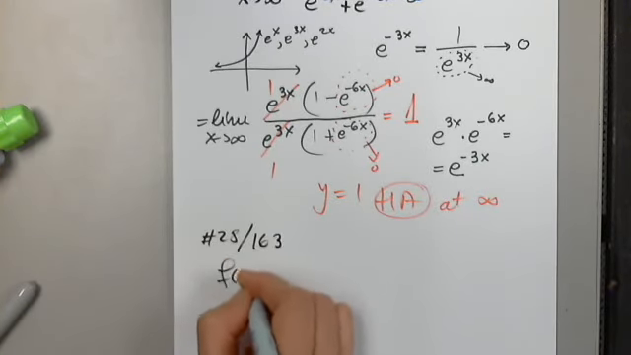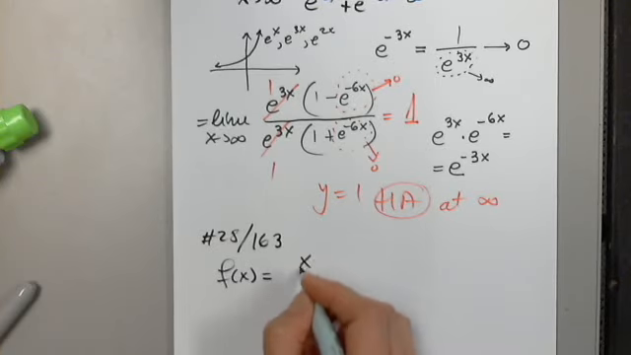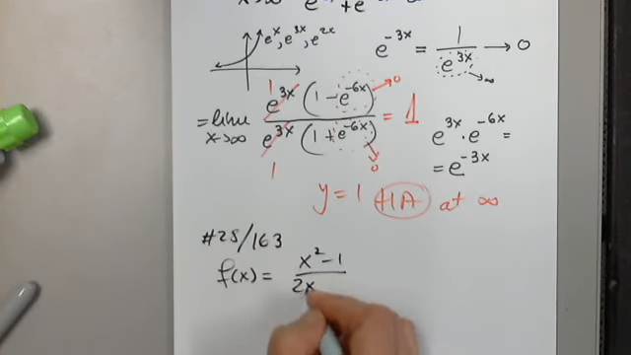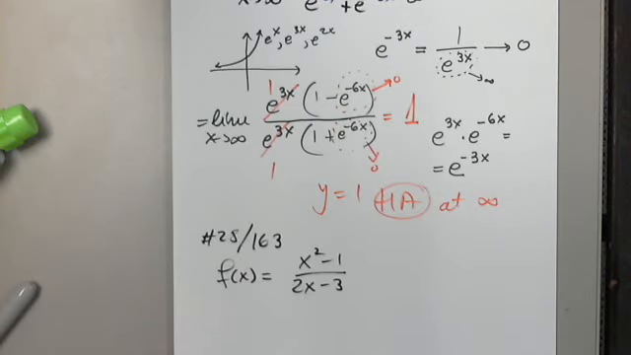So we have f of x equals x squared minus 1 divided by 2x minus 3. Then I would like to show you how to graph a derivative of a function. And then we can look at the examples in 2.7.